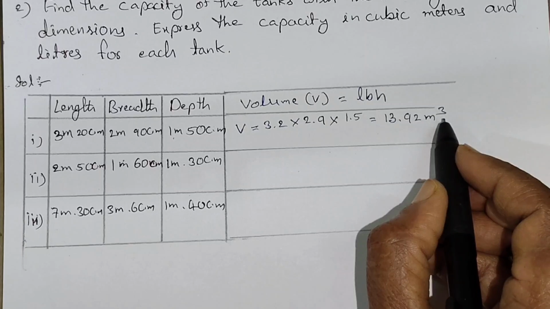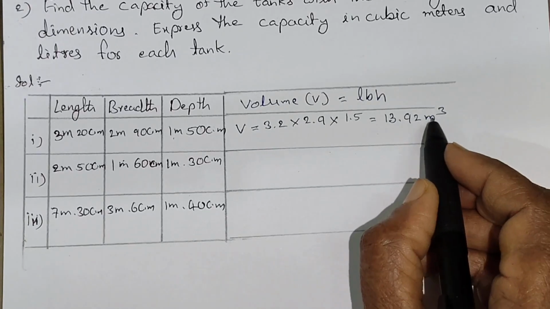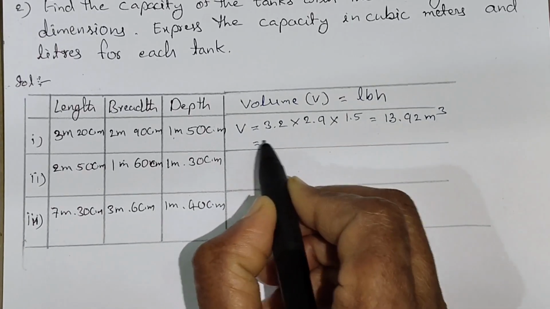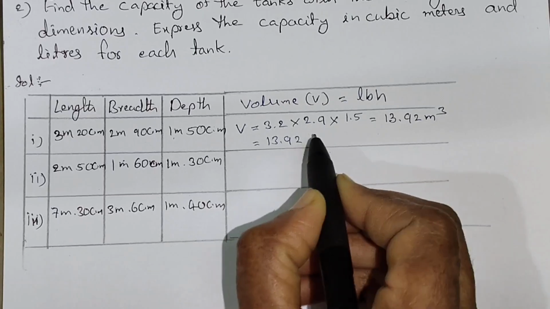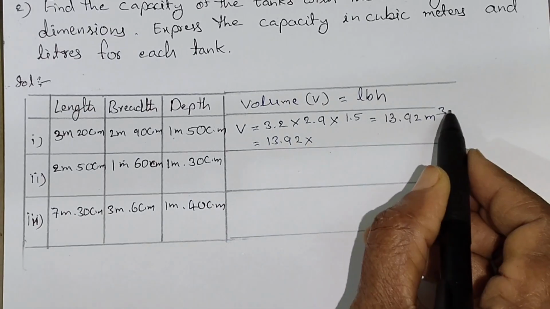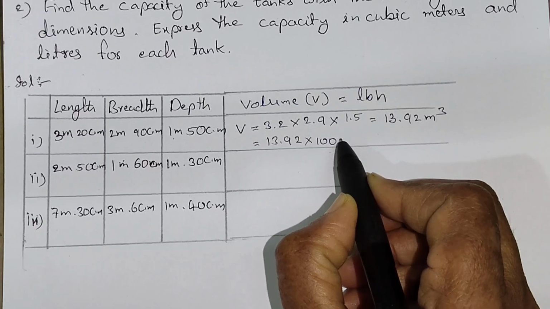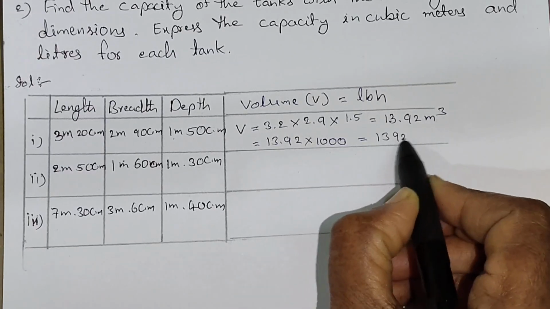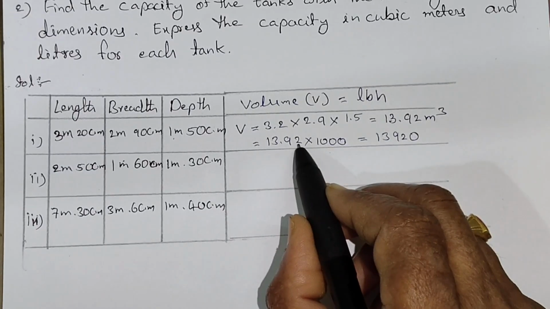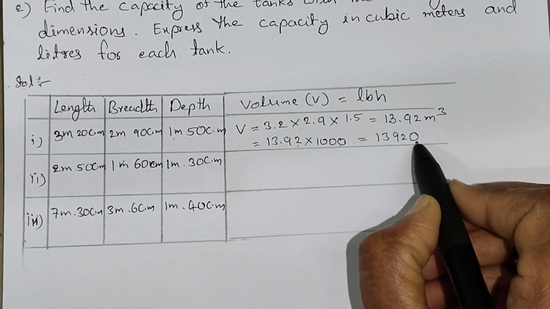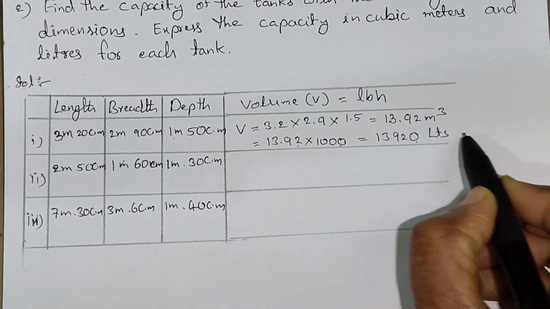So now this one we convert into liters. Converted into liters means we write 13.92 into, meter cube is converted into liters means we multiply with 1000. Multiply with 1000. 13920. Here 2 digits after the point, 3 zeros are there. So 13920 liters is the answer.